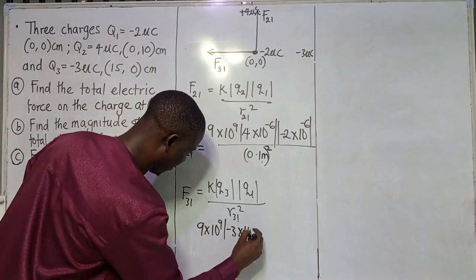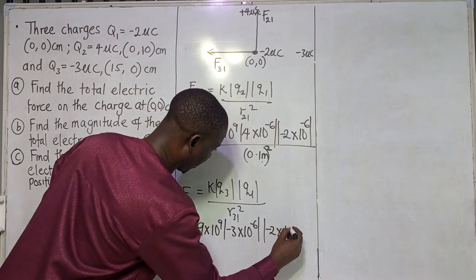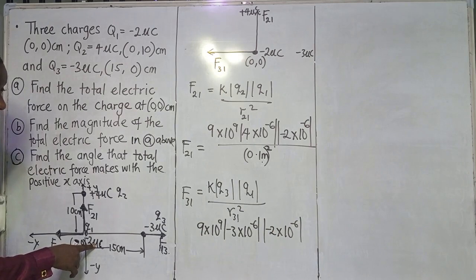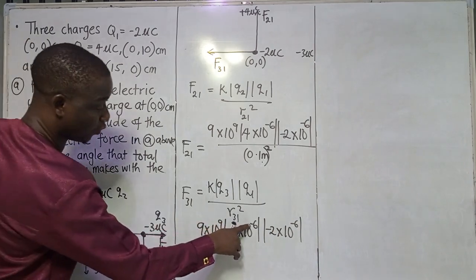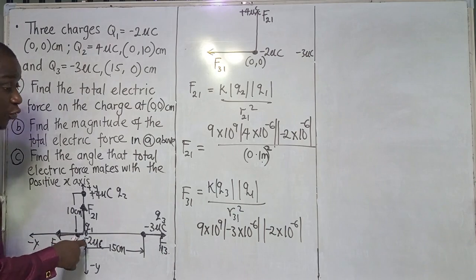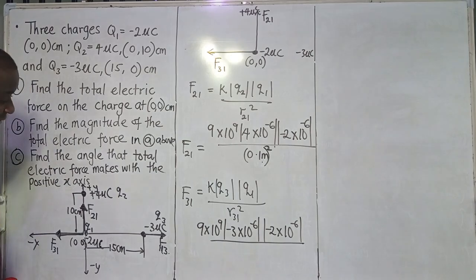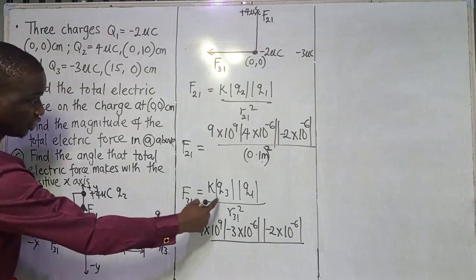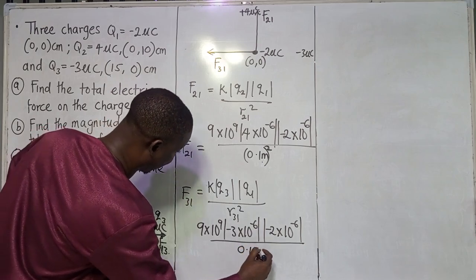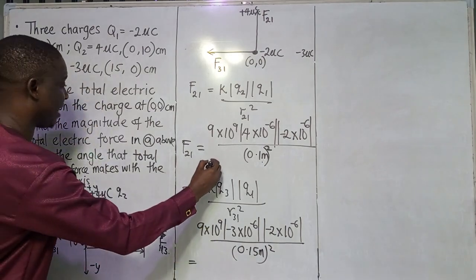Minus 3 times 10 to the power minus 6. Q1 is still minus 2 times 10 to the power minus 6. Minus 6 because of micro. Micro is minus 6. You should know that. So you convert the micro to coulombs. So you divide by what? The distance apart between Q1 and Q3, which is 31, is 15. So you divide by 100 to convert to meter, all squared. So you get our value here.